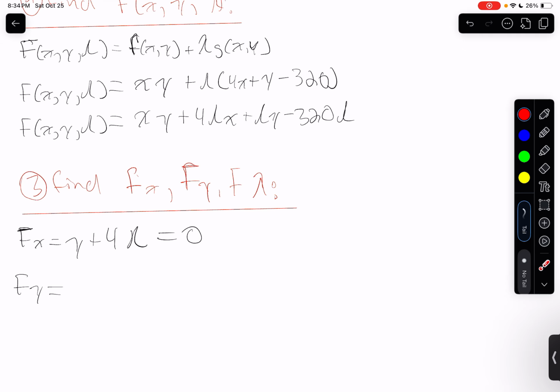Now we're going to move on to our capital F of y. The derivative of xy in this instance will be x plus the derivative of lambda y, which is just lambda. The derivative of 4 lambda x does not correlate to these y values, and same goes for this last, negative 320 lambda, okay? We're going to set that equal to 0.